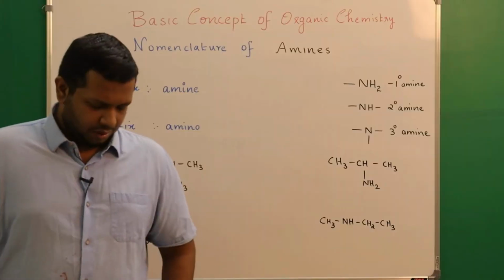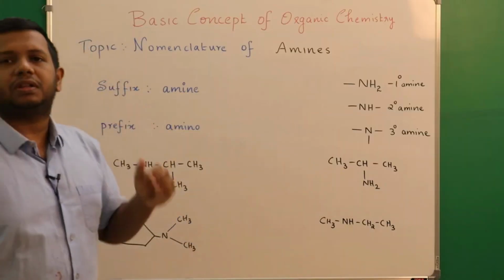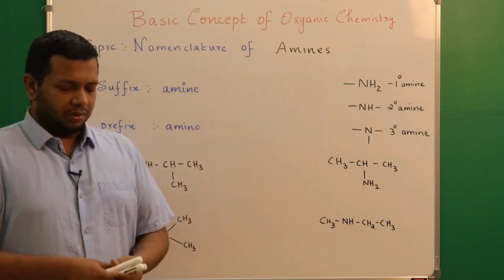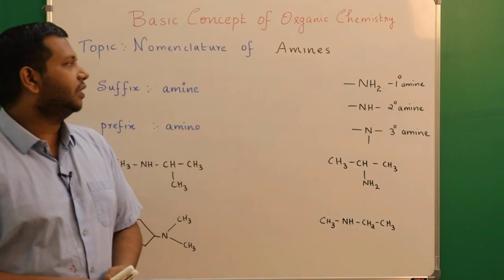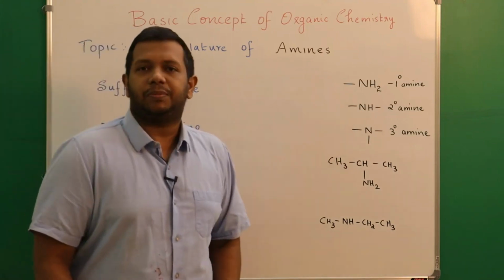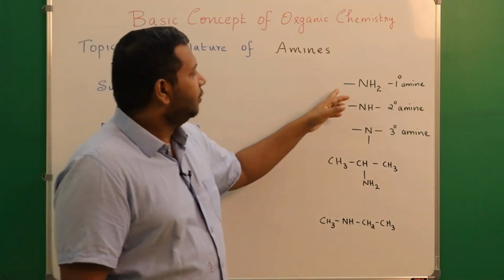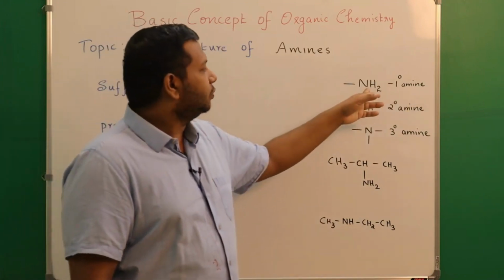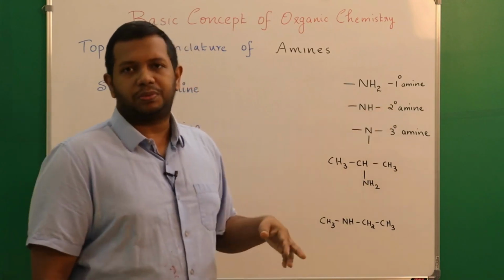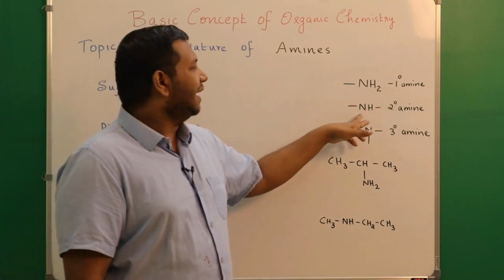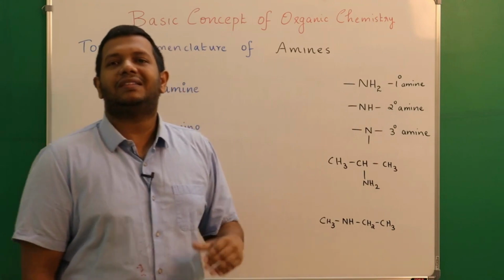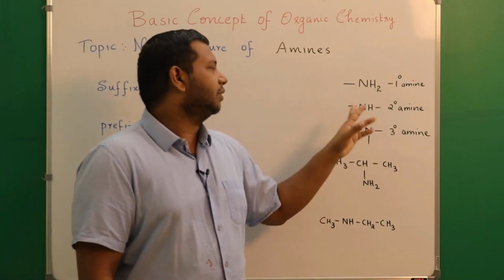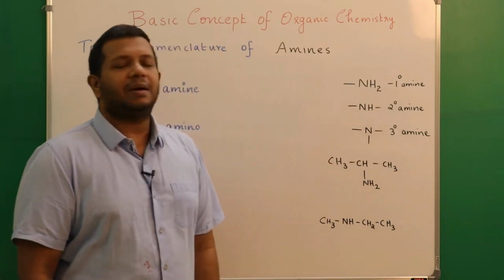Hi dear students. So the next topic that we are going to discuss here is the nomenclature of amines. Coming to the amines, amines can be of different types. If NH2 is there, we say it is a primary amine. Sometimes one of the H will be replaced by some other group, some other substituent. Then NH will come. In that case, we say it's a 2-degree amine. And sometimes all the 3 H will be replaced. In that case, we say 3-degree amine.